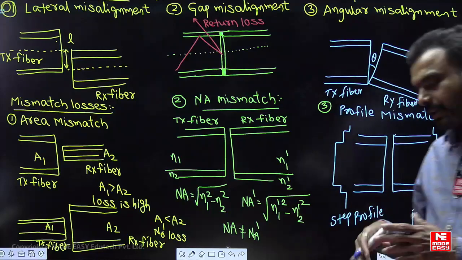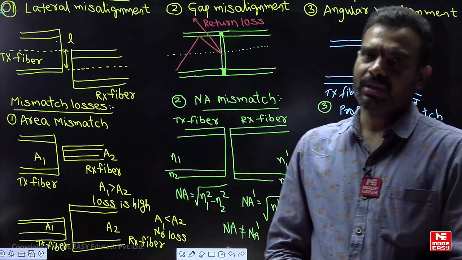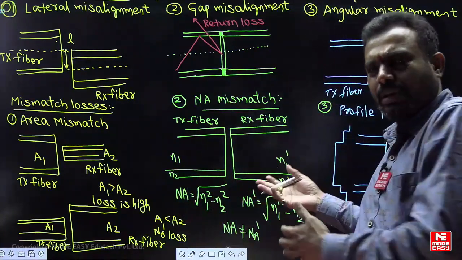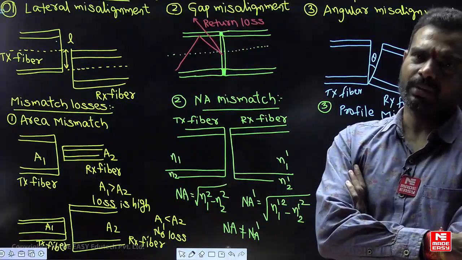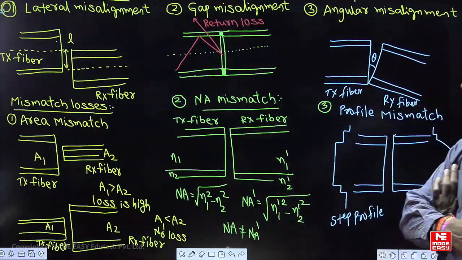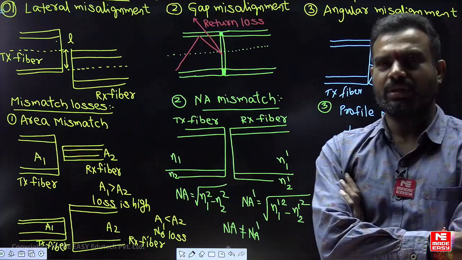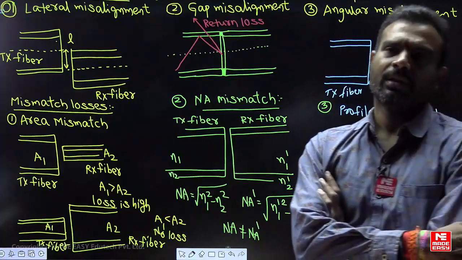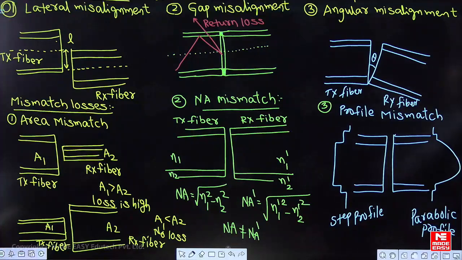So whenever you are joining two fibers, make sure you don't mix two different profiles. The profiles must also be the same. Fibers seen from the outside seem to have the same area, but we need to know which profile they have. For step index fiber and graded index fiber, we cannot mix the two. They are two different ones, which results in mismatch losses. I hope everybody understood these losses.